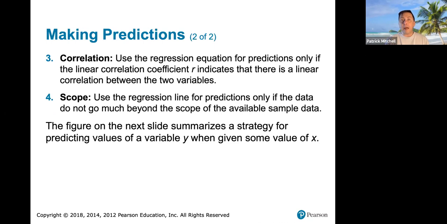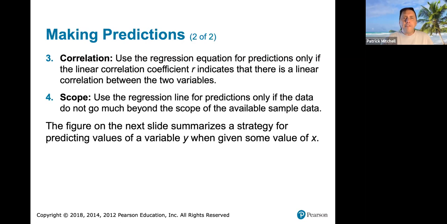So we talked about that in the last section, and determining whether R does or does not indicate that there is a linear relationship, that's actually a hypothesis test. All right? There is no specific value of R, like if R is greater than 0.6, then it's a good model, because that depends on the sample size.